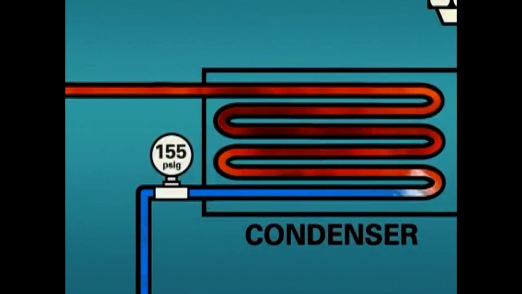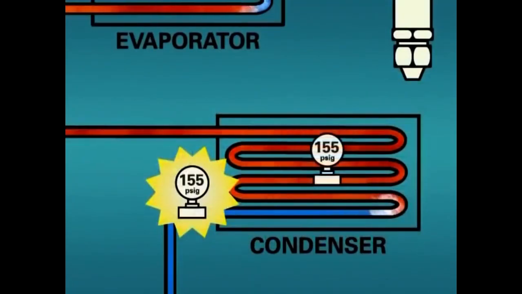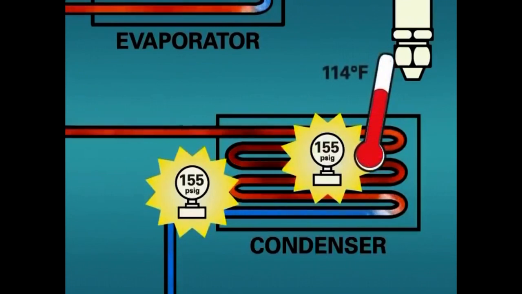The measured pressure is 155 psig. Assuming there is minimal pressure drop in the condenser coil, we will have a 155 psig pressure in the coil. 155 psig on the PT card indicates a temperature of 114 degrees Fahrenheit.